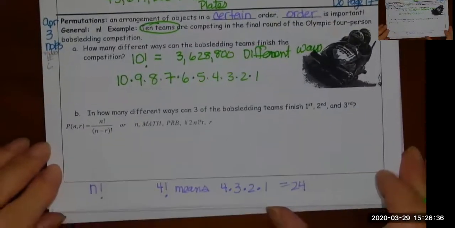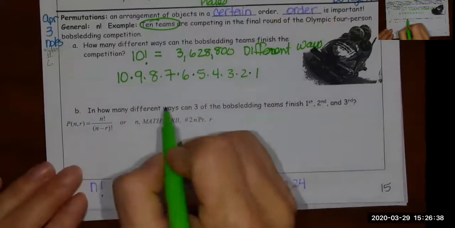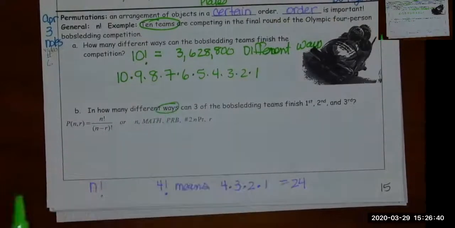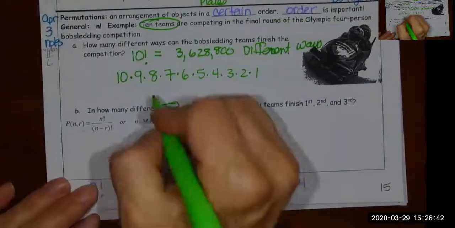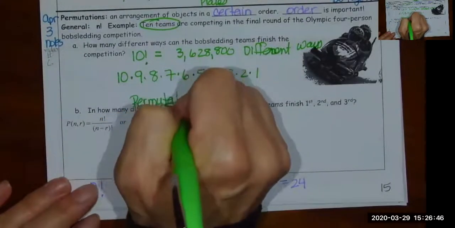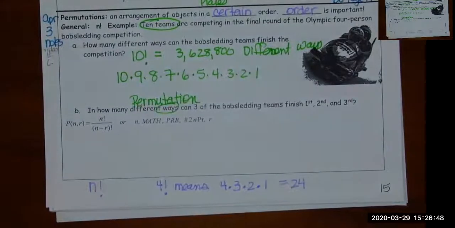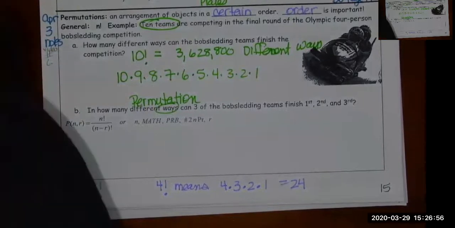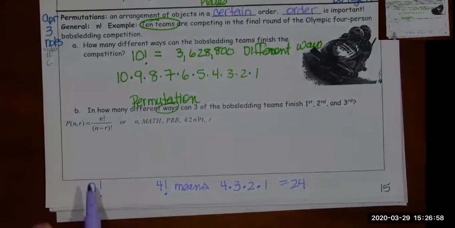How many ways? Anytime you see ways, you're talking permutation. We want to be good at recognizing a permutation because tomorrow you're going to have to figure out permutation versus combination. If you were doing this by hand, this is the old-fashioned formula right here.